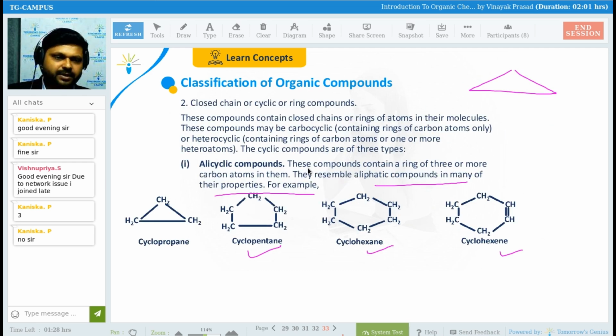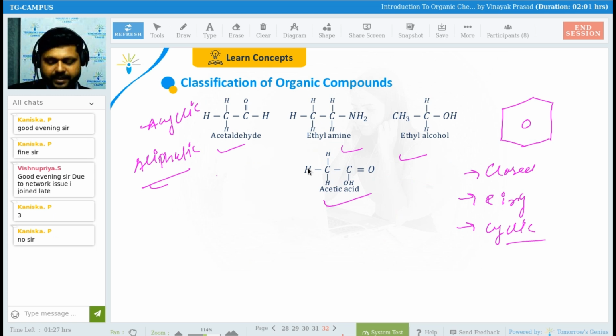So we are discussing acyclic. If a single bond, a double bond, or a long chain form will be there, it will be acyclic, or you can say aliphatic, right?